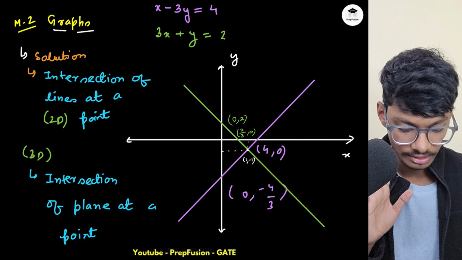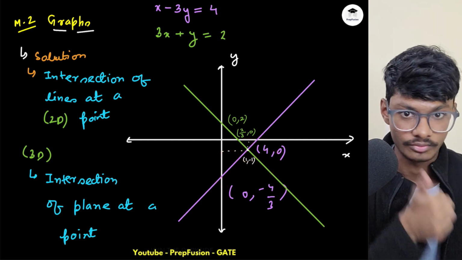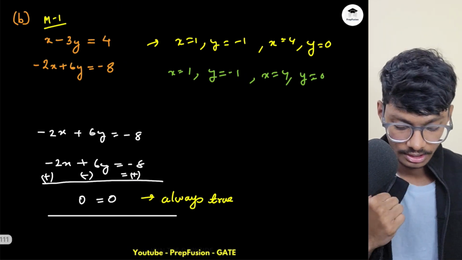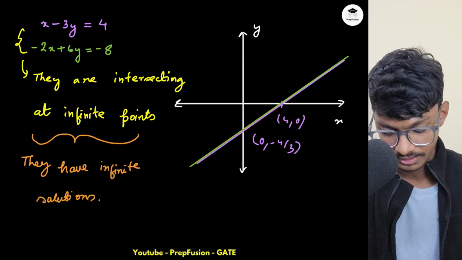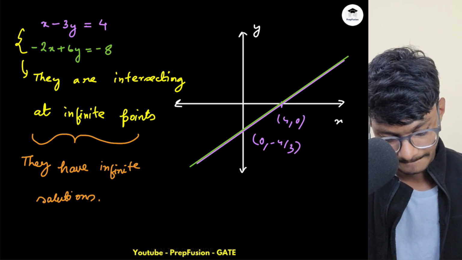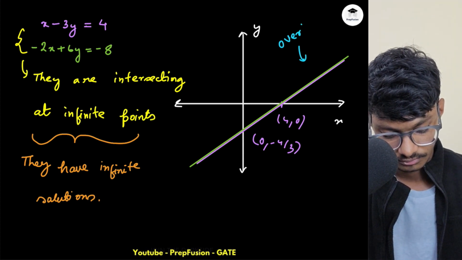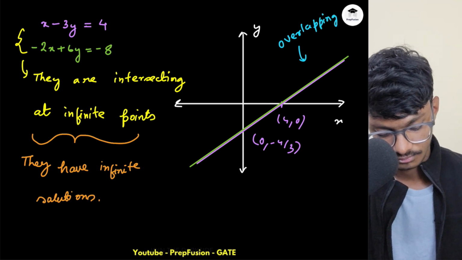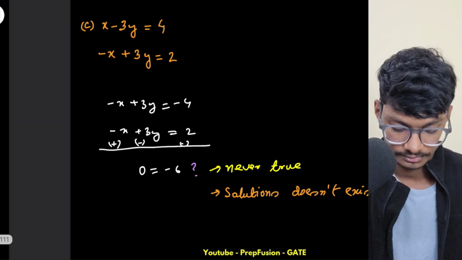One was the unique solution, where the two lines cross exactly at one point, hence it has a unique solution. Only one point will satisfy the two equations. Here it was always true, 0 equals 0, so the lines were always overlapping. I forgot to write here that it is always overlapping in this case.